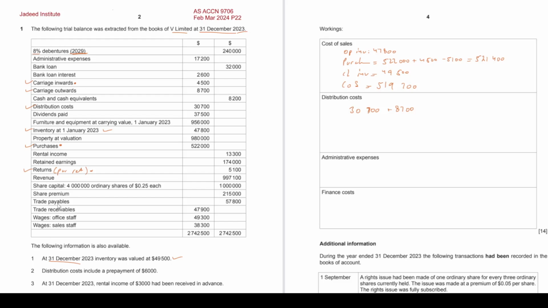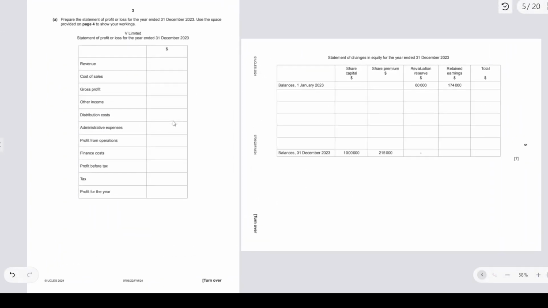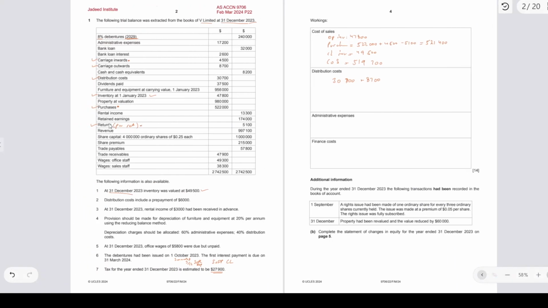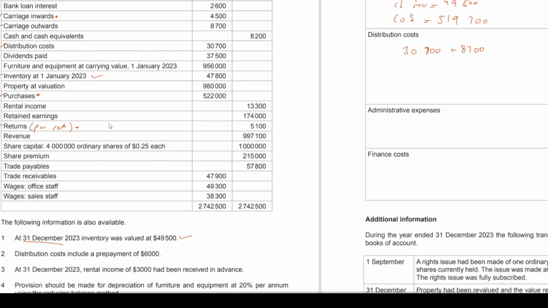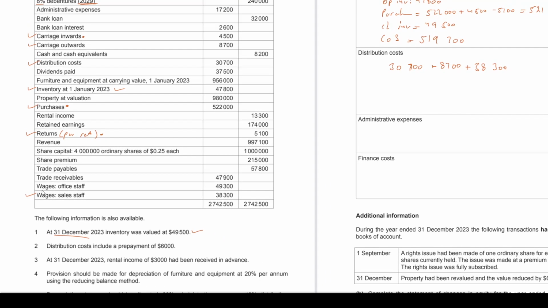Sales staff. If there is no specific space for wages, then we have to put it in one of these, right? So if we had to put sales staff somewhere, we would put them under distribution cost. So 38,300 goes there. Must make a tick, because we'll not be able to keep track of what we've already considered.